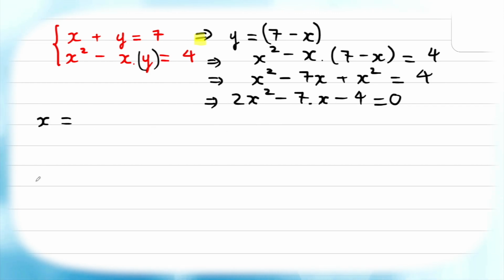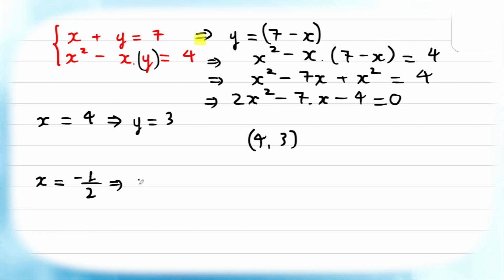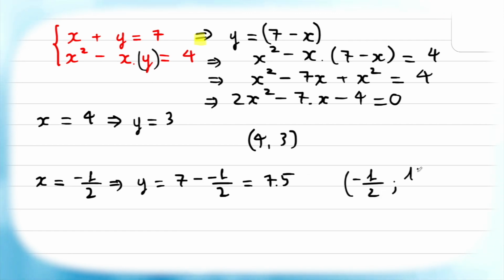For the coefficients we have 2, negative 7, negative 4. The first solution will be 4, and the second will be negative 1 over 2. It's quite easy to figure out y, which is equal to 3. The first point is 3, 4. And for the next one, you get y equal to 7 minus 1 over 2, so the second point will be 7.5. So negative 1 over 2 and then 15 over 2, which means 7.5. You get two solutions here.